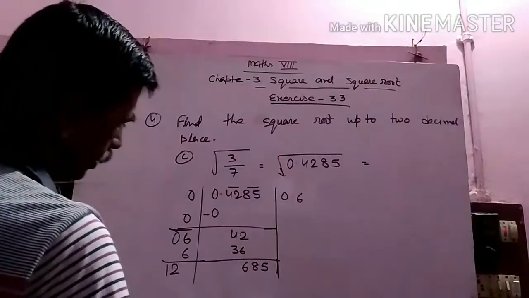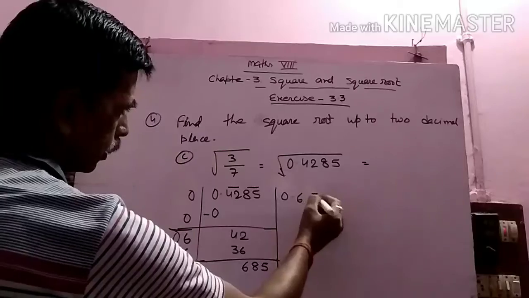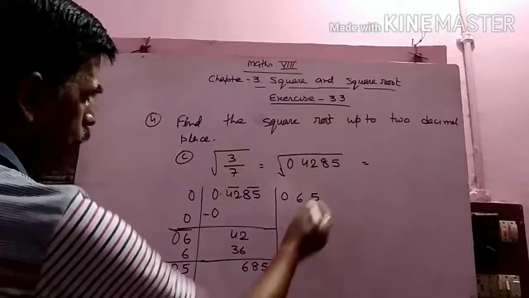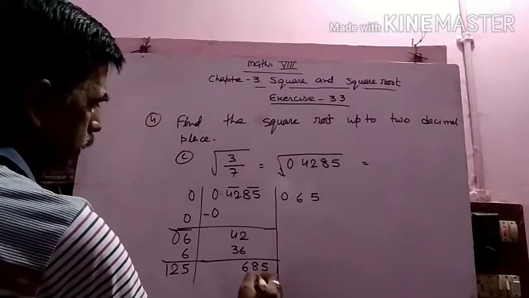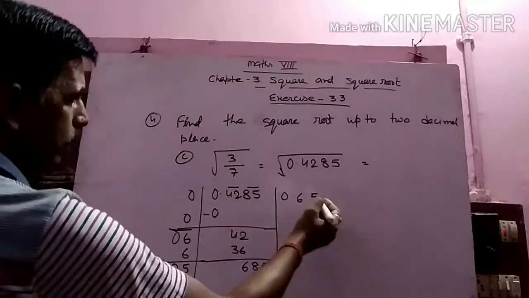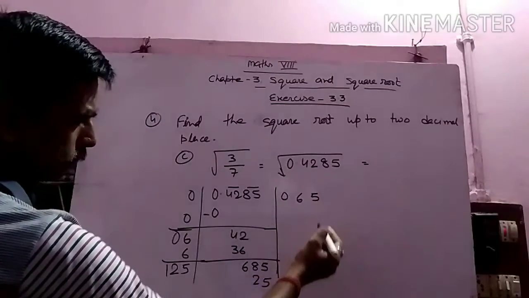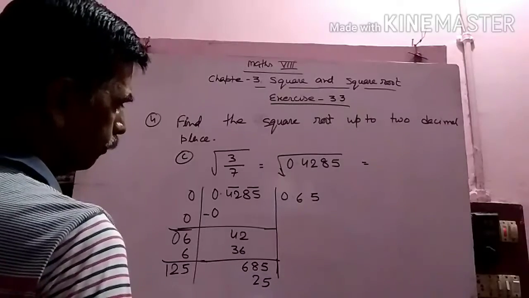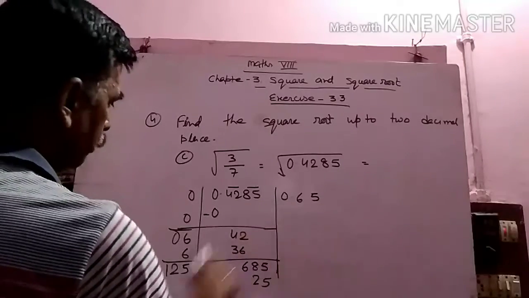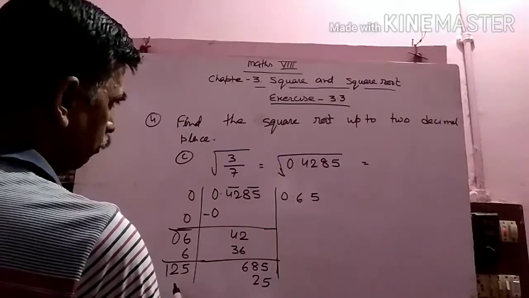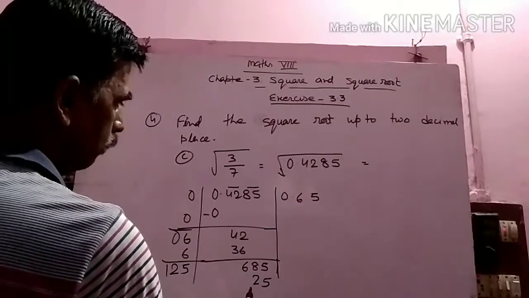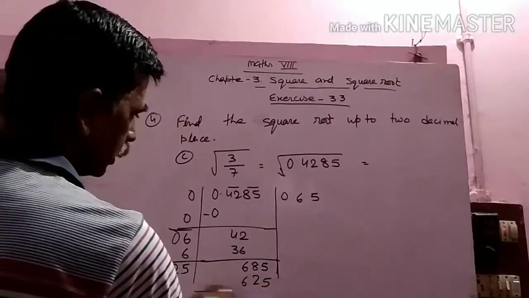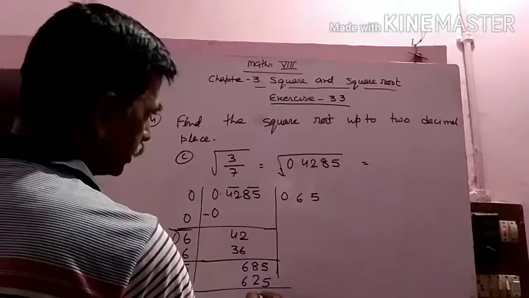5 times 5, 5 fives are 25, carry 2, 5 twos are 10, and this 2. 5 fives are 25, carry 2, 5 twos are 10 plus 2 is 12, carry 1, 5 ones are 5 plus 1 is 6, then what will we get? This will become 60.